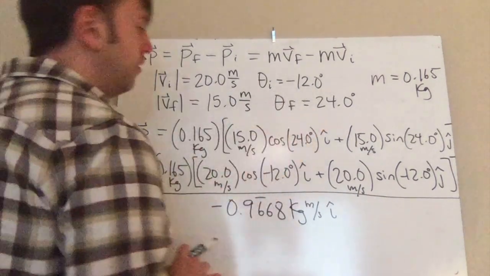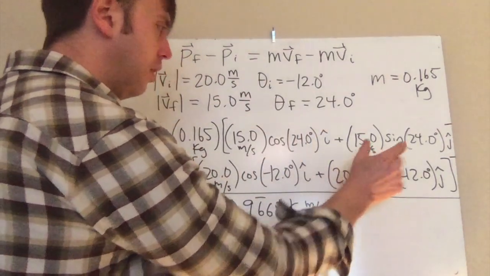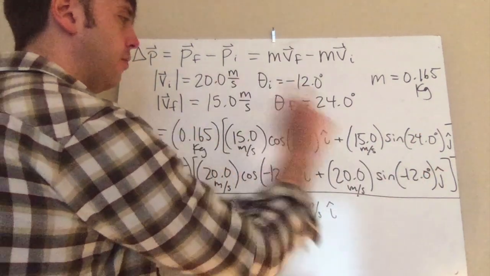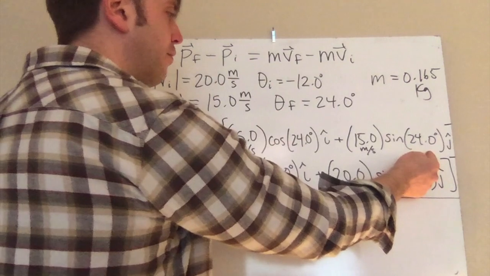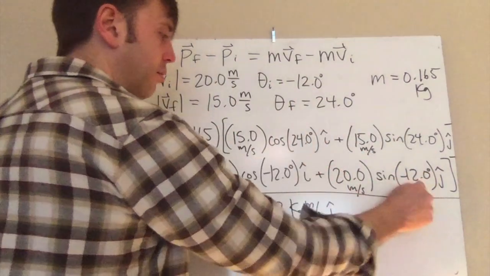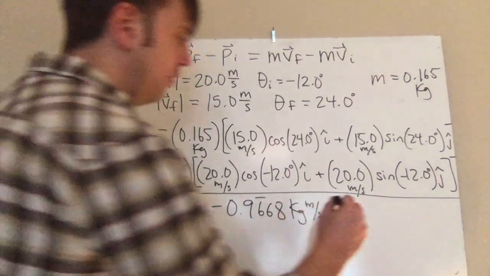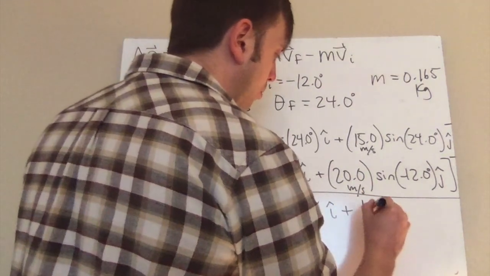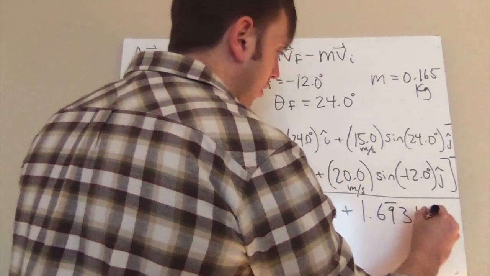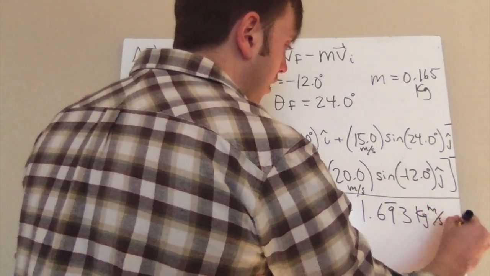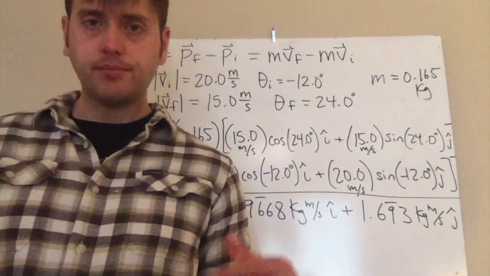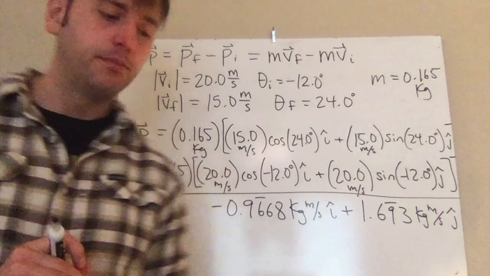Okay, the next thing is we do the y component, which is 0.165 times 15 times sine of 24 minus 0.165 times 20 times sine of negative 12. If you do this one, it works out to 1.693 kilograms meters per second j hat. Okay, great. So now we have the x and y components of delta P, change in momentum.